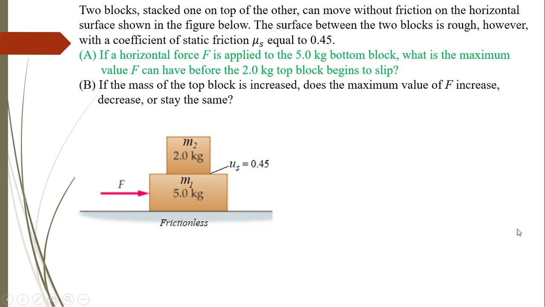So let's knock out part A. It says if a horizontal force F is applied to the bottom block. Again, these problems vary whether you're pushing the bottom or top block, but in this case it's the bottom block. What is the maximum value F can have before the 2 kilogram block starts to slip off? As stated earlier, this problem suggests that M2 and M1 are currently moving together. It wants the critical value where M2 will start to fall behind.